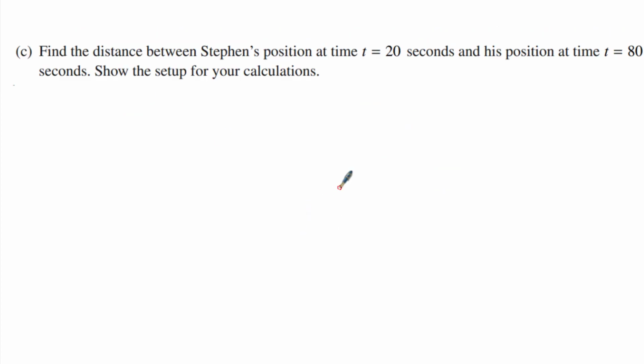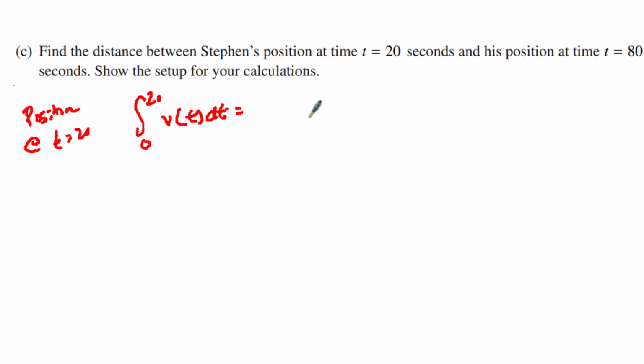Question C wants to find the distance between Steven's position at 20 seconds and position at 80 seconds. If you want to know the position at t equals 20, you could do an integral from 0 to 20 of v of t dt. And that's going to show Steven's position, which is 18.58873 meters. That is Steven's position at 20 seconds.